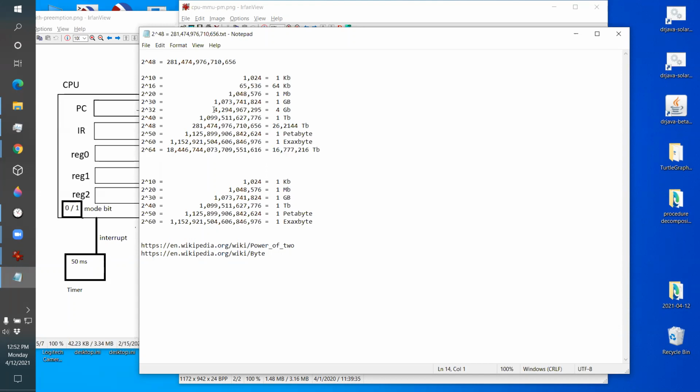After gigabytes, 1,000 gigabytes is a terabyte. These numbers are really worth knowing, especially if you're going to work with hardware in any way. 2 to the 30th is a gigabyte. 2 to the 40th is a terabyte. 2 to the 50th is a petabyte. 2 to the 60th is an exabyte. What do these numbers mean?